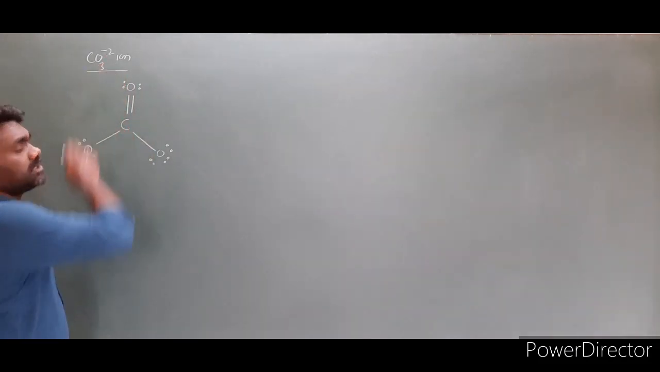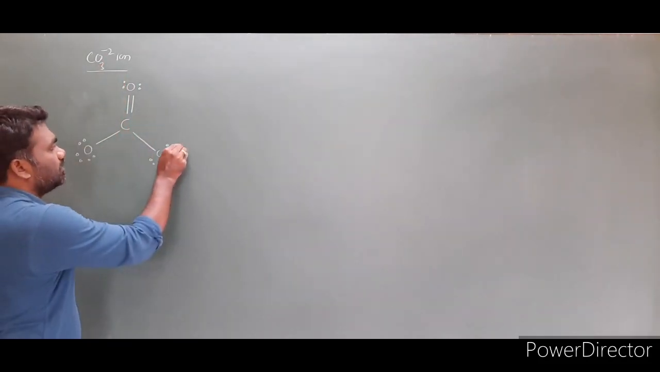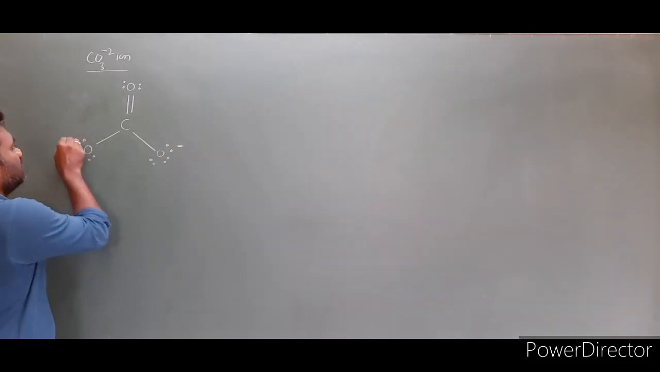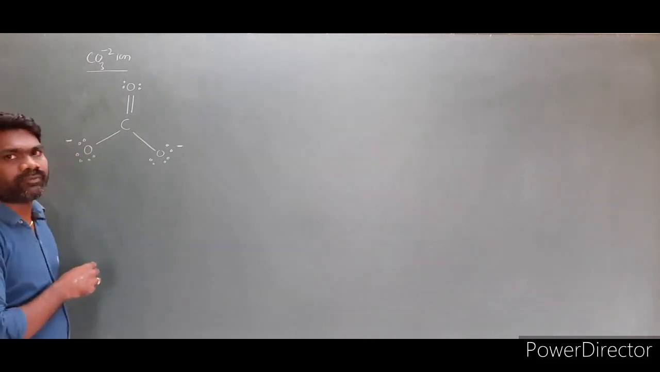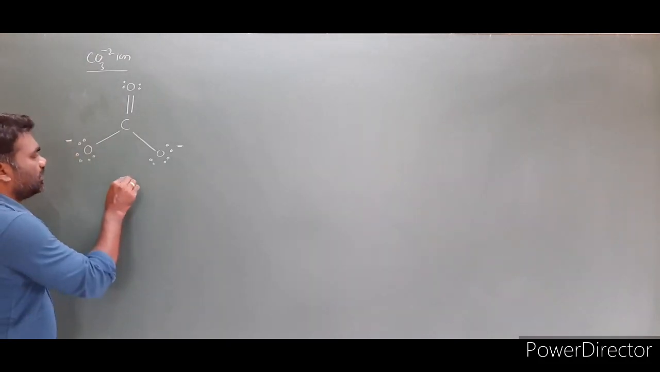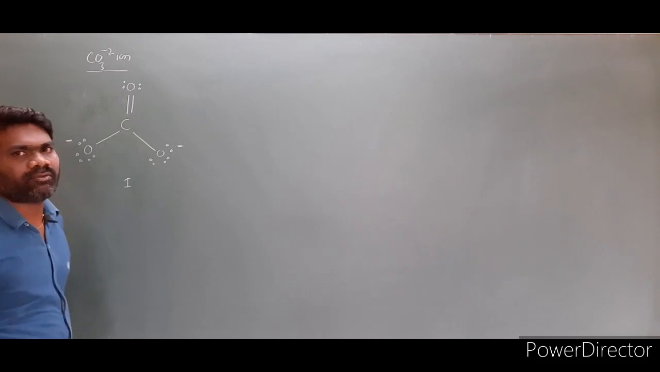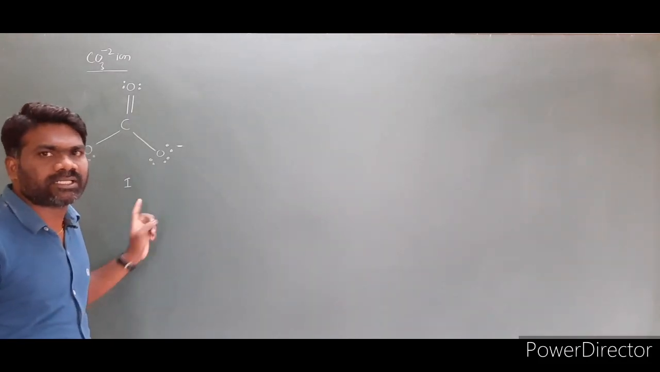Now there are 2 negative charges in the molecule ion. So one negative charge on this oxygen and another negative charge on this oxygen. This is the structure of the CO3 2 minus ion Lewis structure. I am labeling this structure as 1.